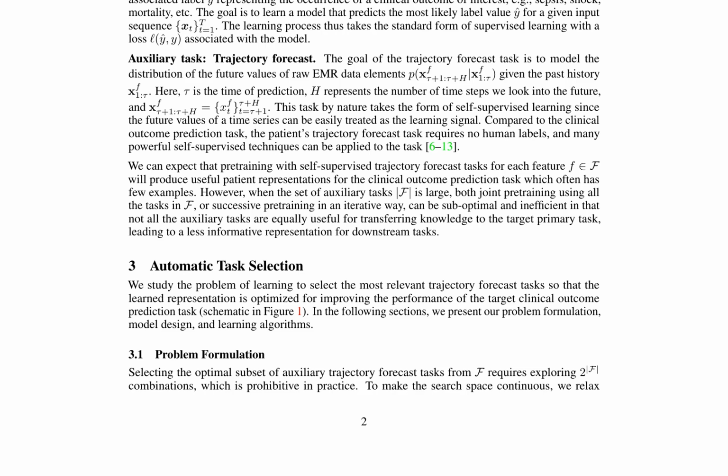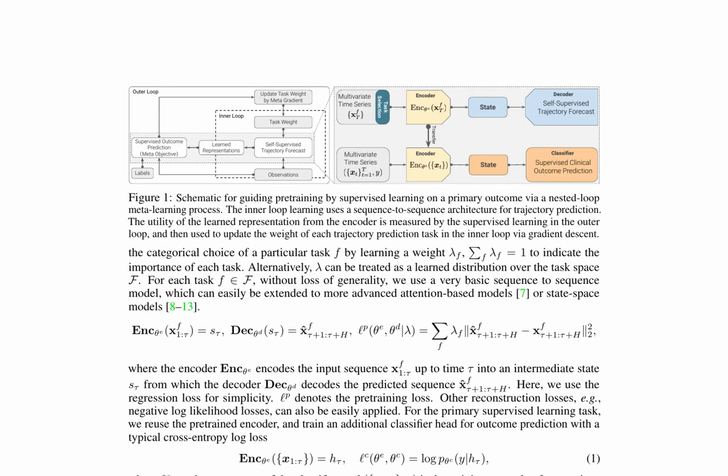target tasks. The paper's contributions include a new approach to automatically select and mix auxiliary tasks in multitask learning, leading to better performance in clinical outcome prediction tasks. This is achieved through a metalearning framework that optimizes the selection of auxiliary tasks based on their relevance to the primary task. A nested-loop metalearning framework is proposed to guide pre-training by supervised learning on a primary outcome.